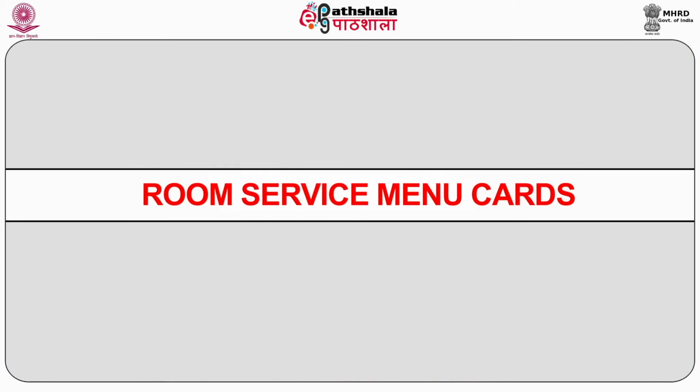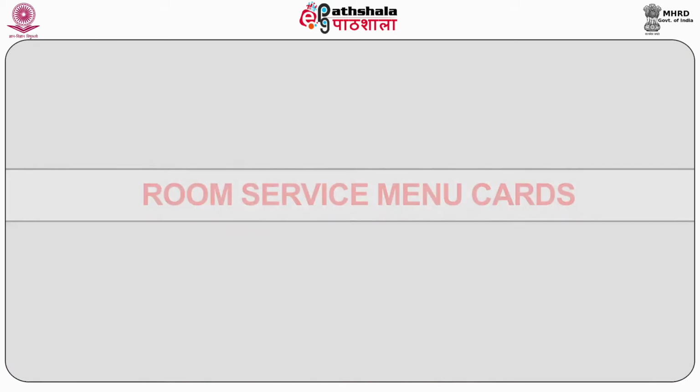Now we discuss the equipment for room service. The first one is the room service menu card. This card features the names of dishes that are available for room service. The room service order taker refers to this card, if necessary, when an order is received from a room guest.